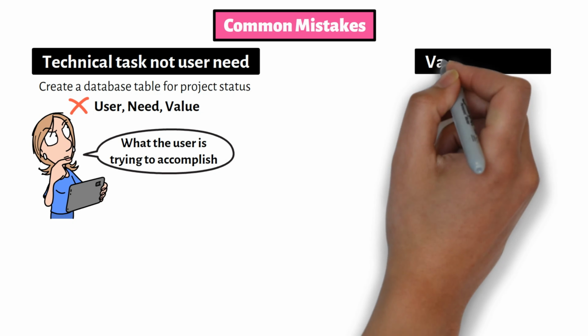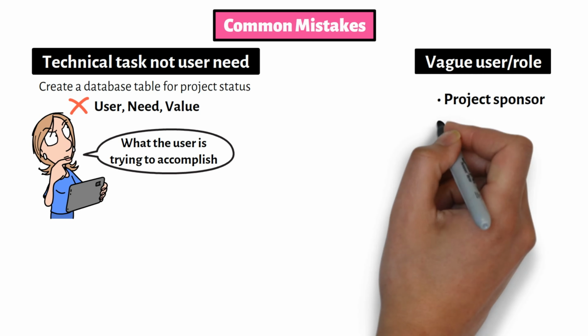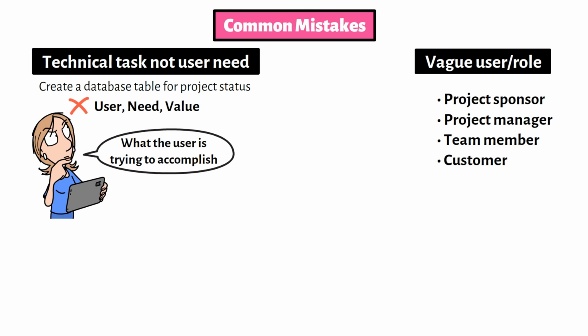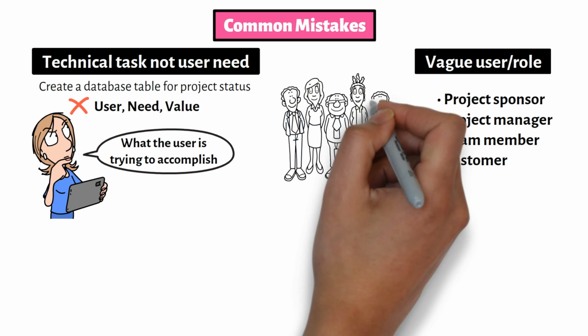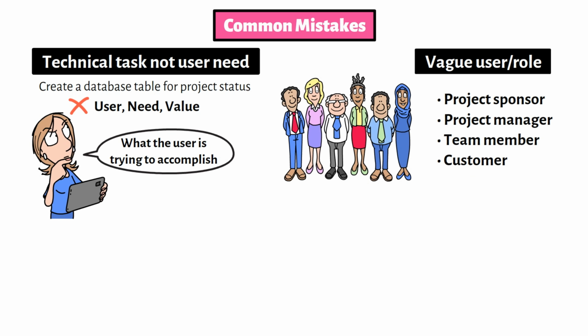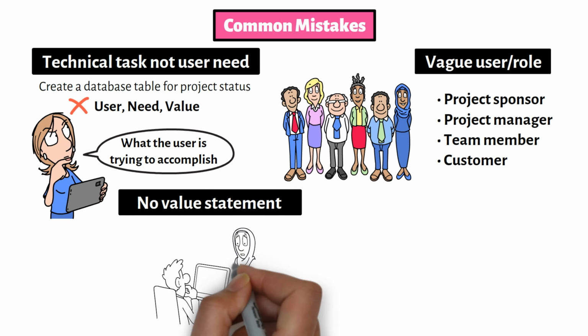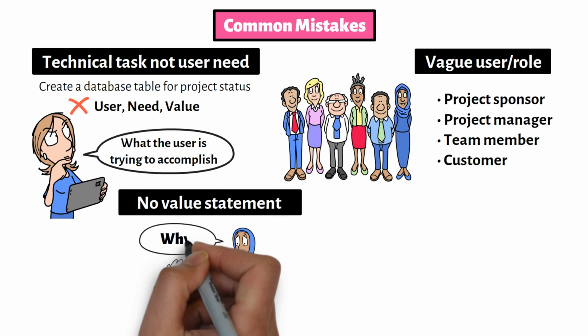Another mistake is using a vague role like user when a more specific role would be clearer. A project sponsor, project manager, team member, and customer may all need different things. The more specific the role, the clearer the story becomes. Another common mistake is leaving out the value statement. If the story says what to build but not why it matters, the team loses important context.